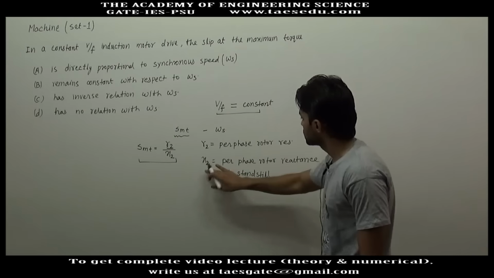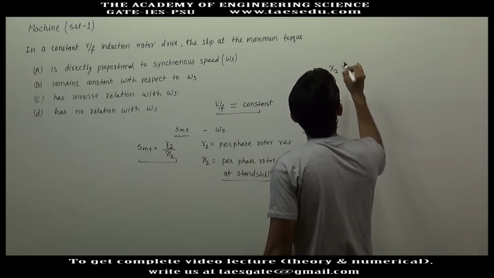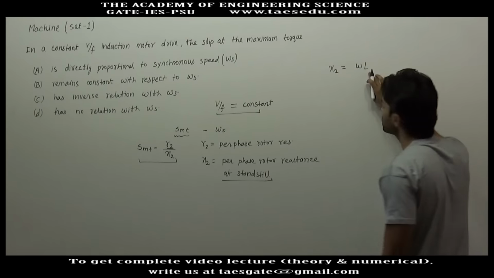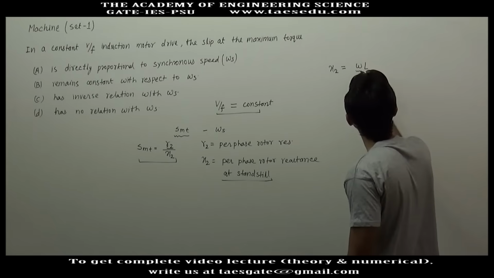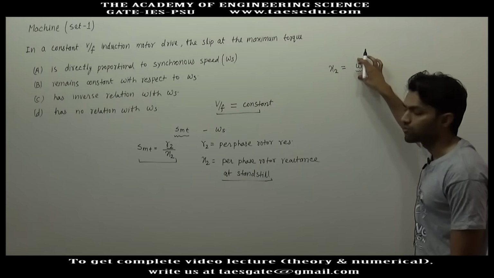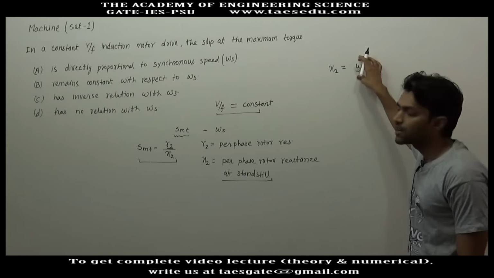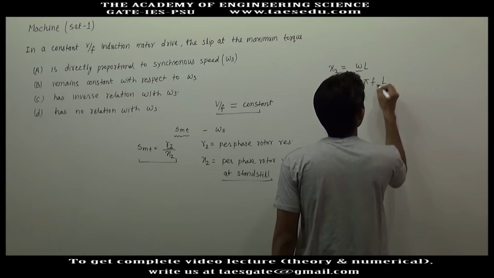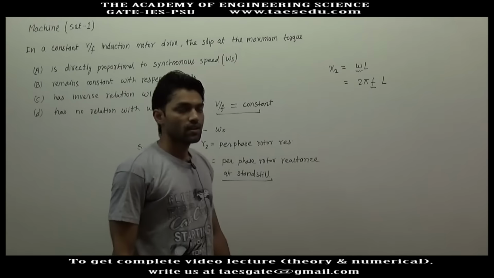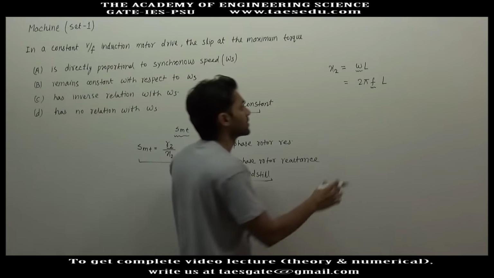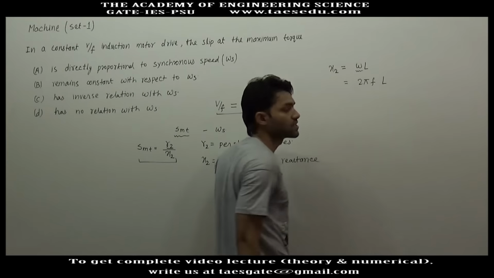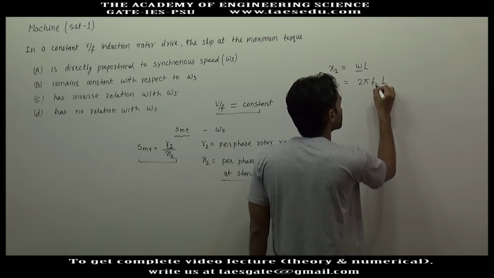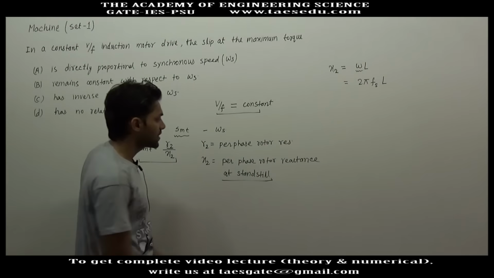Now X2 is the reactance of the rotor winding, and X2 will be omega into inductance of the rotor winding, where omega is the angular frequency with which voltage is generated in the rotor winding. This will be 2 pi f into L, and f is the frequency with which voltage is generated in the rotor winding. This frequency is called slip frequency. But X2 is defined at standstill.